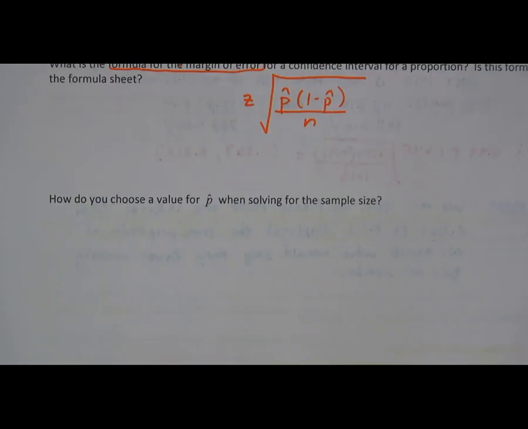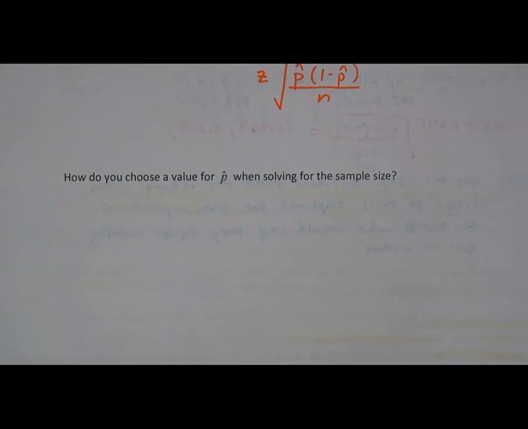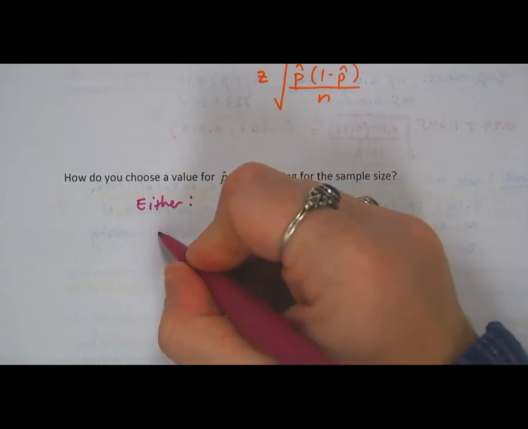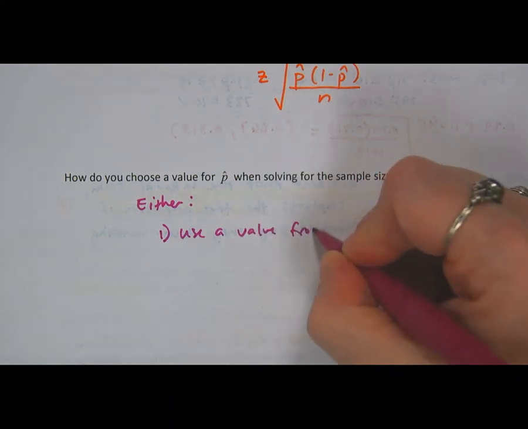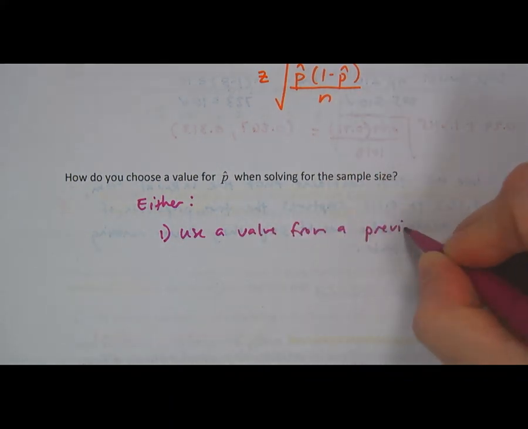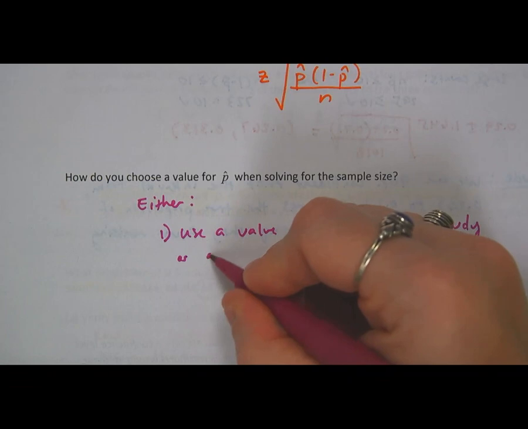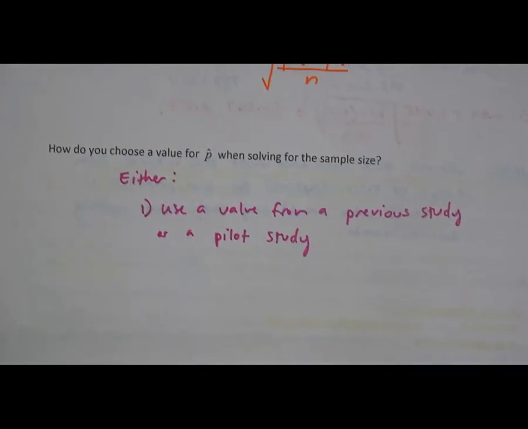So what do we do? How do you choose a value for p-hat if it doesn't give you one? The long and the short of it is you're just going to use 0.5. So you're either going to use a value from a previous study or a pilot study. That sounds really weird, but it'll actually say those words in the word problem.